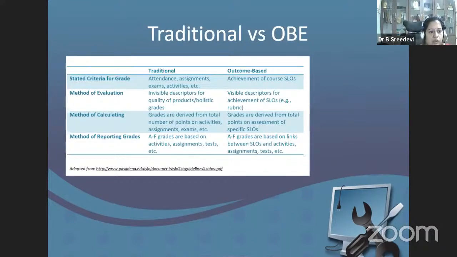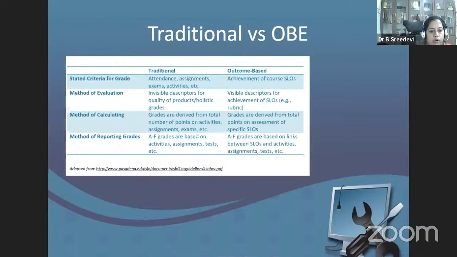Then evaluation methodology. Here in outcome-based education, it is rubric-based. So what is a rubric? A rubric is nothing but clear rules which we state in advance. Meaning, for example, if 50% of the students got above 60 marks, then for this outcome the attainment is 2. So like this, we will clearly frame the rules well in advance.